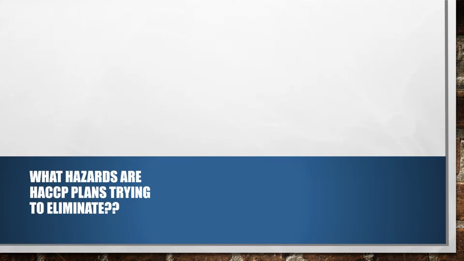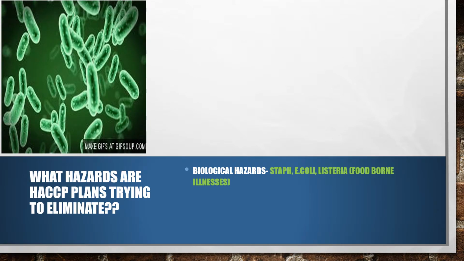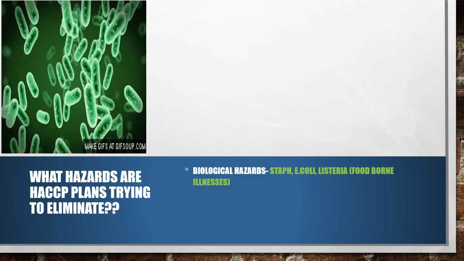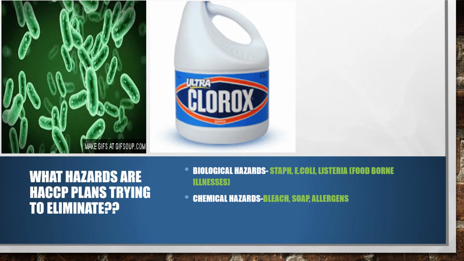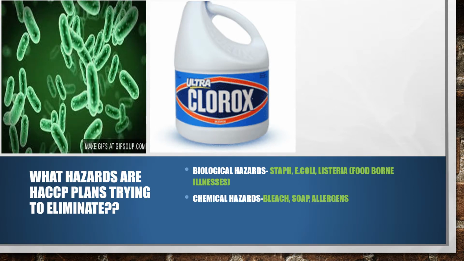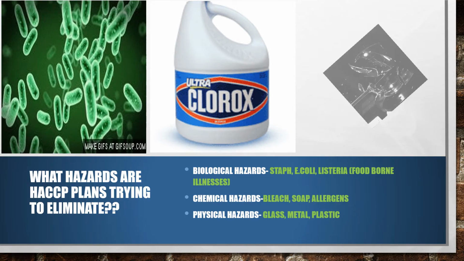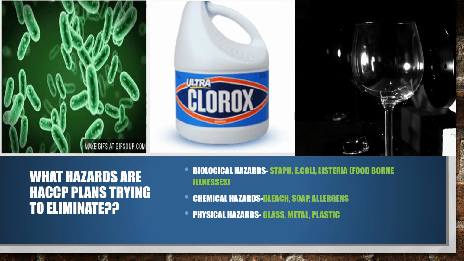What hazards are HACCP plans trying to eliminate? There's biological hazards: staph, E. coli, listeria, anything that would cause foodborne illnesses. There's chemical hazards: bleach, soap, even allergens. And there's also physical hazards: glass, metal, plastic.